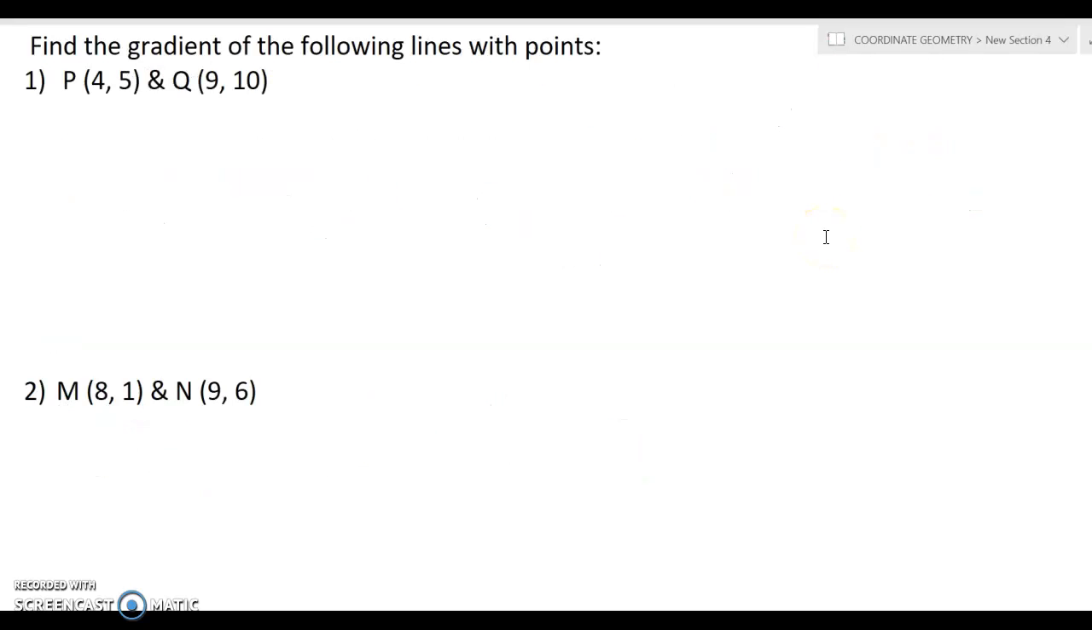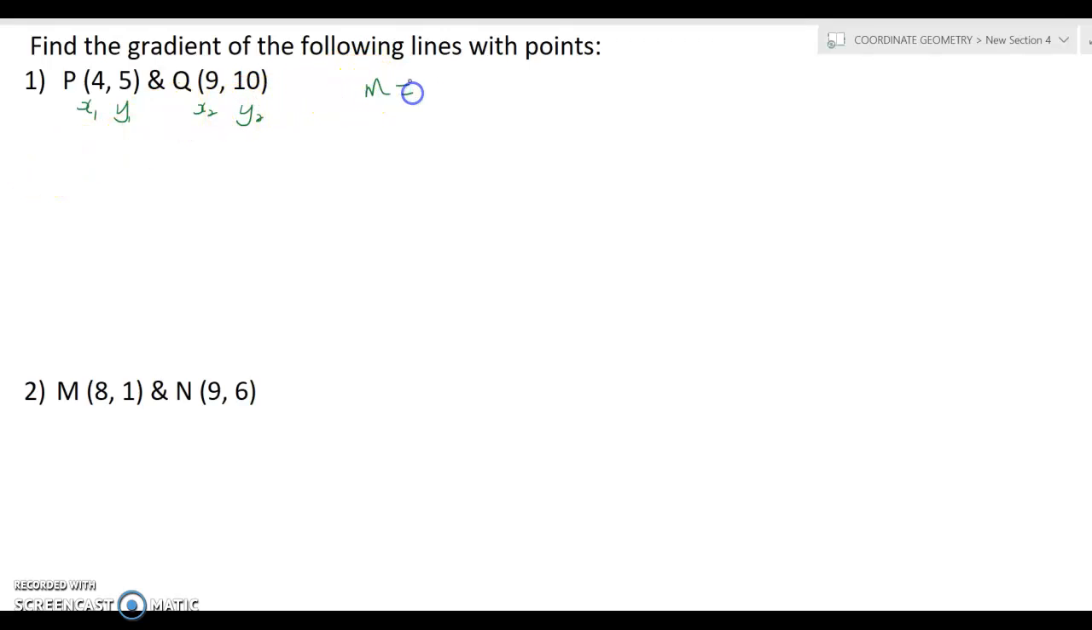So now we're going to look at these questions. Here we're going to find the gradient of the following lines given 2 points. So let's look at number 1. So first things first, let's label our points, right? So we have P is 4, 5. So x1, y1. And then Q is 9, 10. So this will be x2, y2, right? And now let's use our equation.